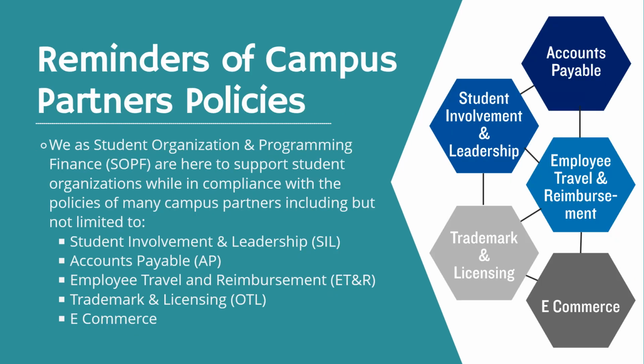As mentioned throughout this training, we as Student Organization and Program and Finance are here to support student organizations while in compliance with the policies of many campus partners, including, but not limited to, student involvement and leadership, accounts payable, employee travel and reimbursement, trademark and licensing, and e-commerce at Duke University. It takes all of us working together to make Duke the best place it can be and make payments to various entities.